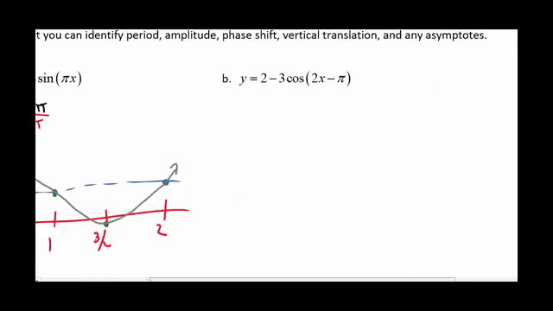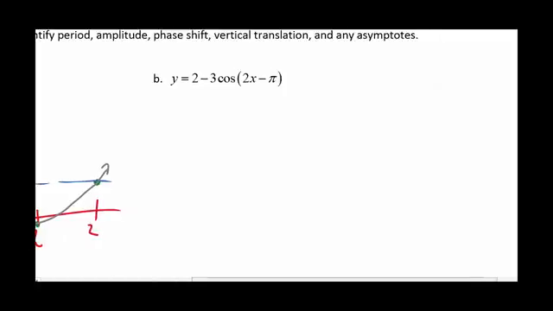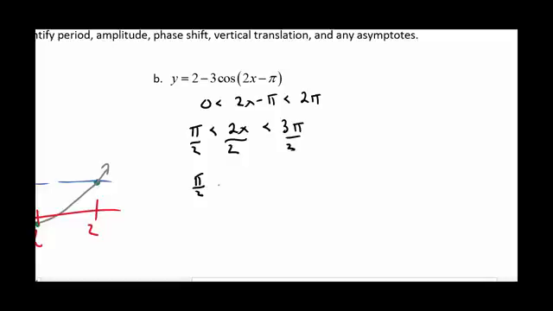In the next graph, okay, same trick. I want to start by looking at the parent function. So 0 less than 2x minus pi less than 2 pi. Okay, so I'm going to add pi to both sides. So pi is less than 2x is less than 3 pi. And divide everybody by 2. So I get pi halves less than x less than 3 pi halves.